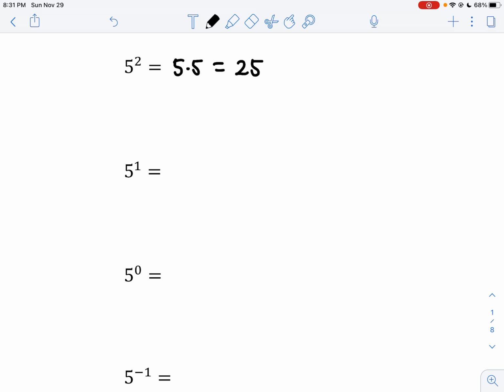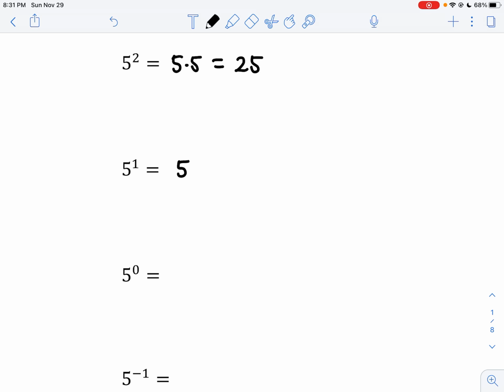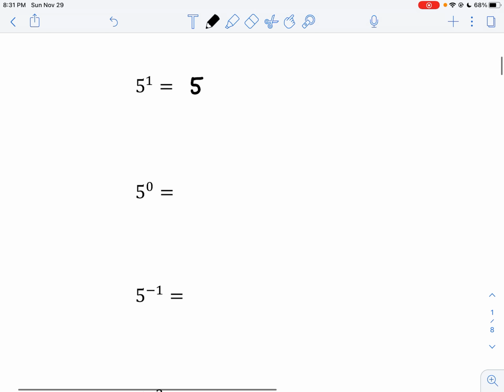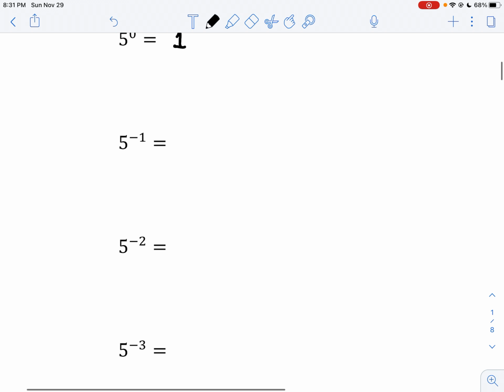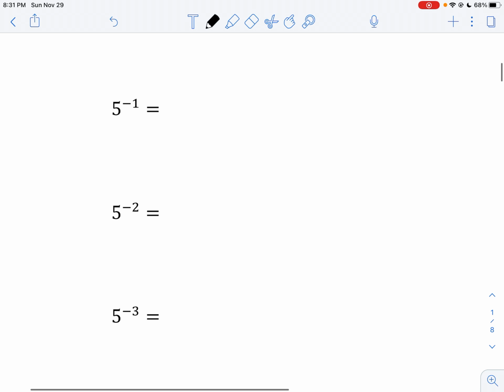5 raised to the 1, or just simply 5 to the 1, is simply 5. So any base raised to the 1 is just going to be that base. 5 to the 0, that's by definition going to give us an answer of 1. 5 raised to the minus 1, so negative exponents. When you have a negative power, you instead do the reciprocal of the base, so we consider 1/5 instead of 5, and we do the positive version of that power. So we do 1/5 raised to the 1, and anything raised to the 1 is just itself, so we can just say 1/5.